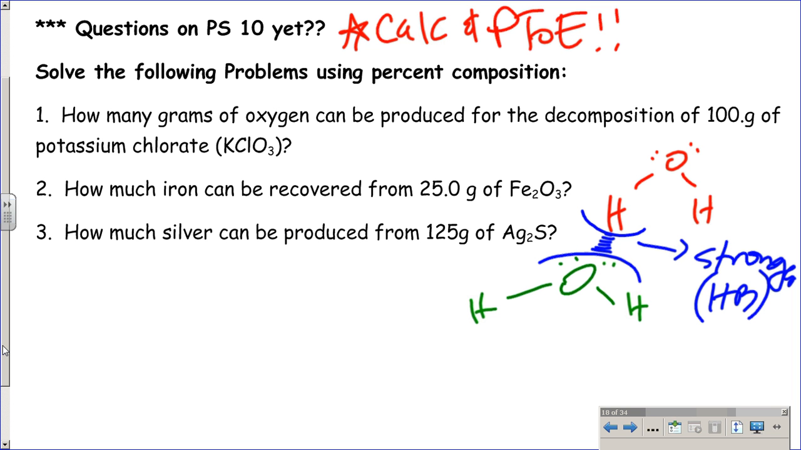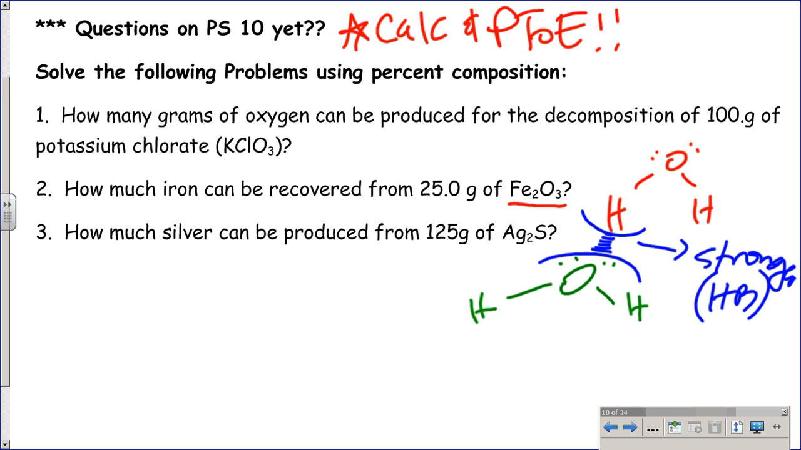Okay, so these right here. What's your favorite one? 1, 2, or 3? We'll do one of these right now. This is a review from Percent Comp. 2. Okay. How much iron can be recovered from 25 grams of? Name that for me.